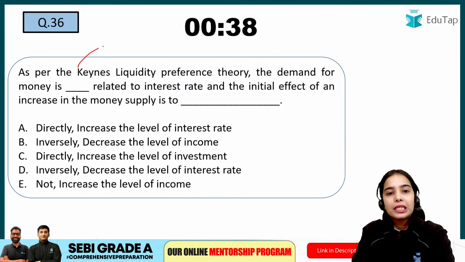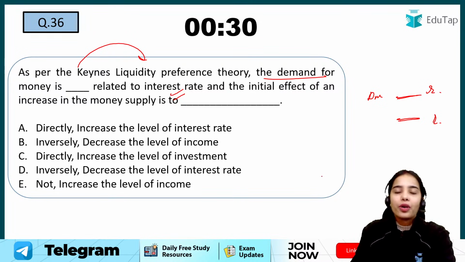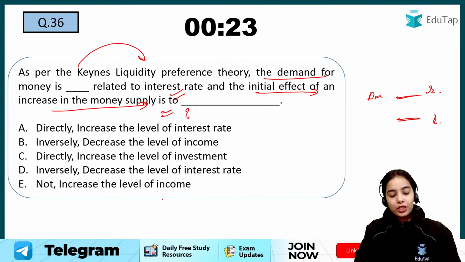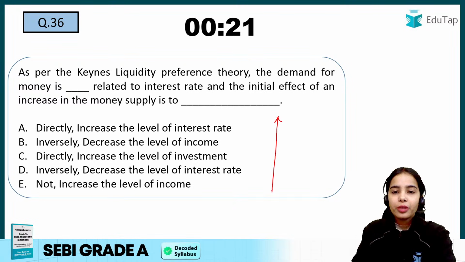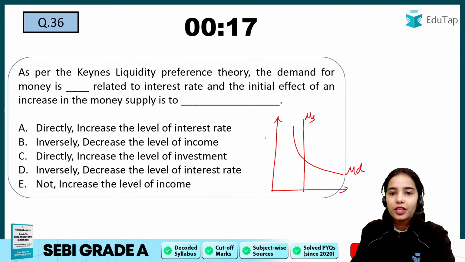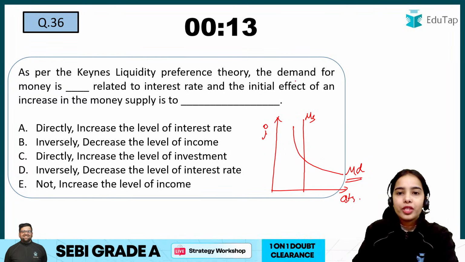Chalo. As per Keynes' liquidity preference theory, the demand for money is dash related to interest rate. So demand for money is inversely or directly related to interest rate, that you have to tell me. And the initial effect of an increase in money supply is to dash. What will happen? So basically, if we see the diagram, liquidity preference theory, this is the money supply. This is the demand for money. Here we have the interest rate. Here we have the quantity of money. So demand for money. The demand for money is dash related to interest rate.